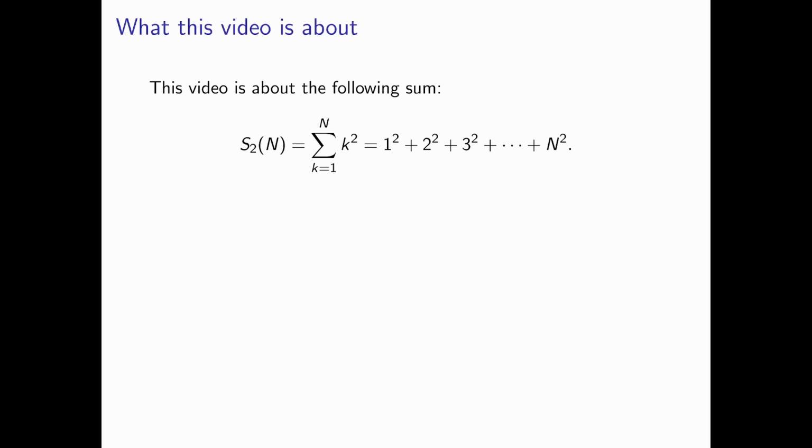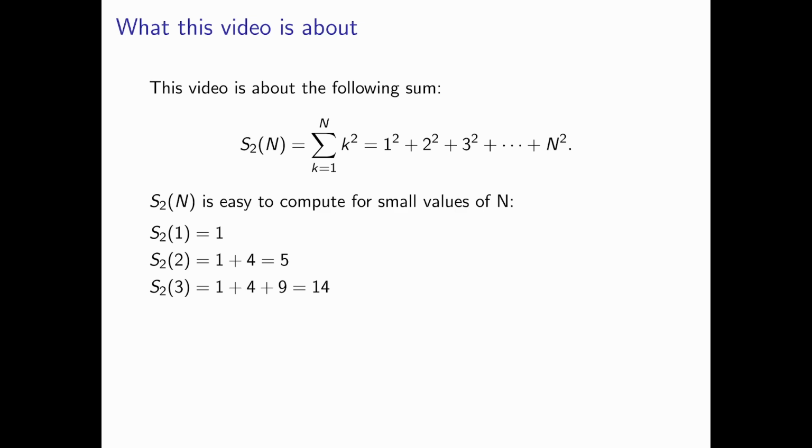Now, for small values of n, this sum is really easy to compute. For instance, S sub 2 of 1 is just 1, S sub 2 of 2 is equal to 1 plus 4 equals 5, S sub 2 of 3 is 1 plus 4 plus 9, which is 14, and so on. But what happens when n gets larger? For instance, say that n is 100 or 1000 or even a million. Can we compute this sum by hand then?